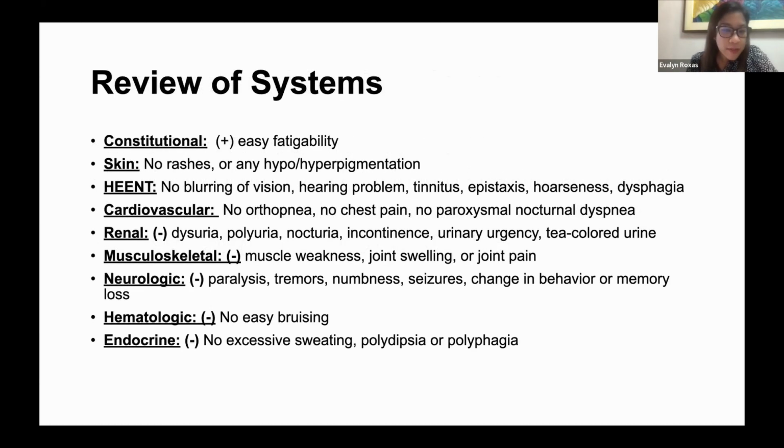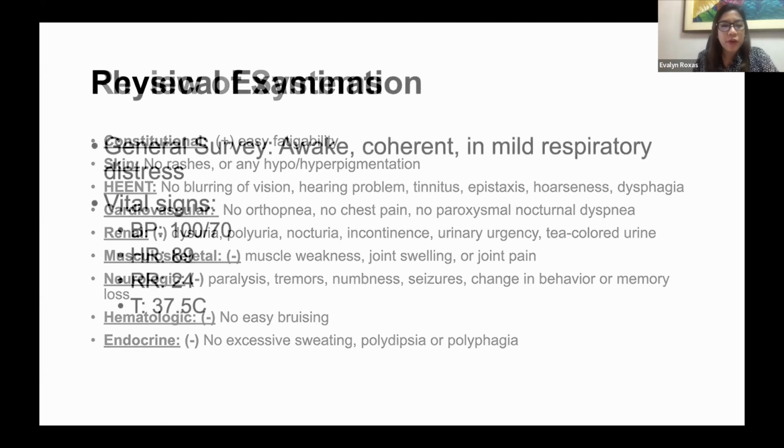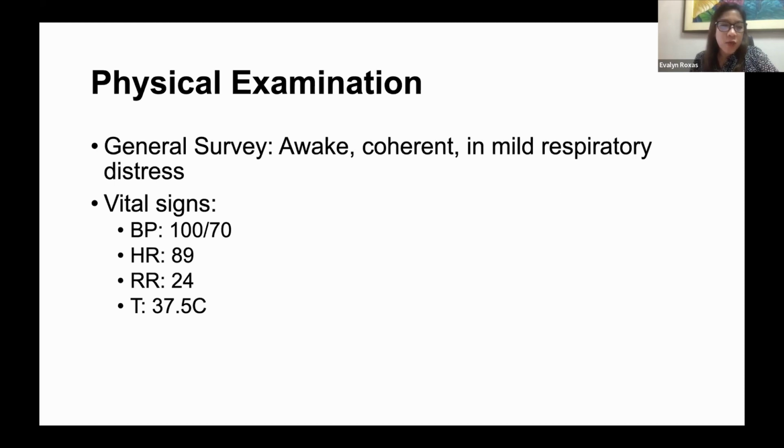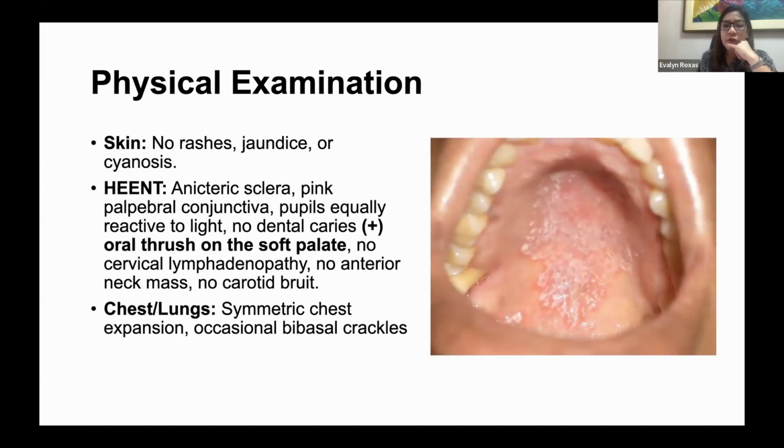So on review of systems, the significant findings were the following. He experienced easy fatigability. There was no note of dysuria and muscle weakness, and all of these were significant negative findings. On PE, he arrived at the emergency room with these vital signs. Relatively stable vital signs, but in mild respiratory distress, with a respiratory rate of 24. Also found on the physical examination was that there were no rashes on his skin, no jaundice or cyanosis.